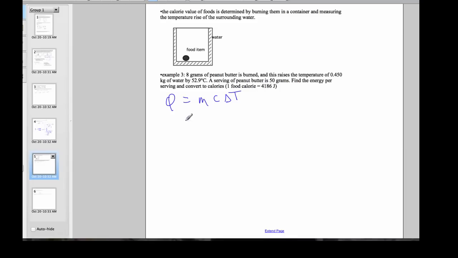Okay, so for the solution, we need to realize that it's the water that's increasing in temperature, so we use the mass of the water, and it was 0.45 kilograms. And we use the specific heat of water, and the temperature change of the water. Again, unit-wise, kilograms cancel, and degrees centigrade cancels. So we're just left with joules.